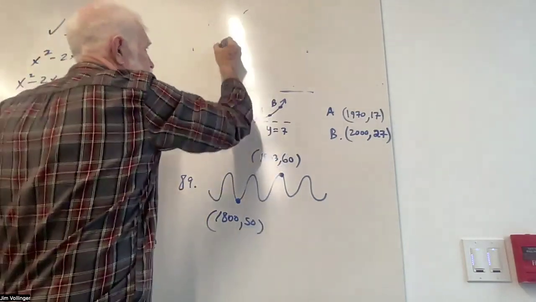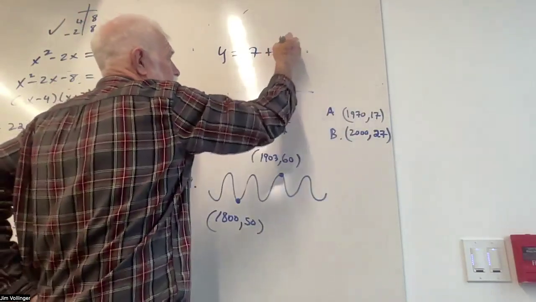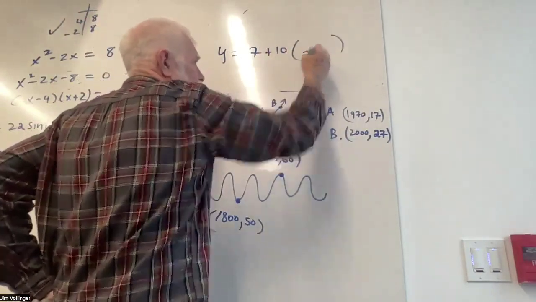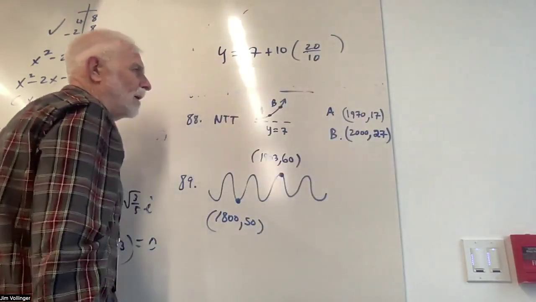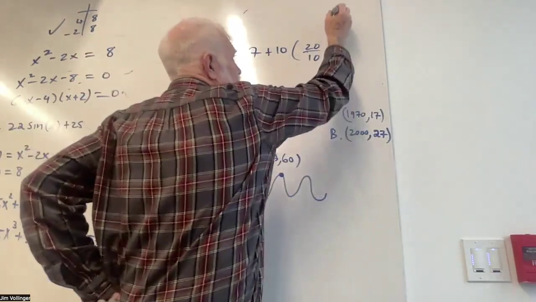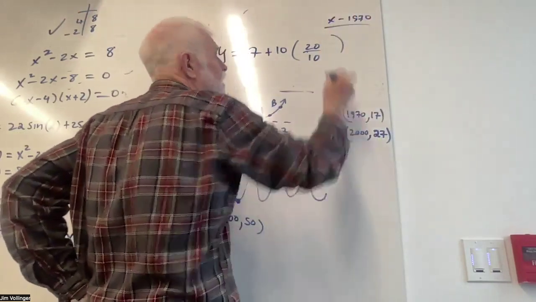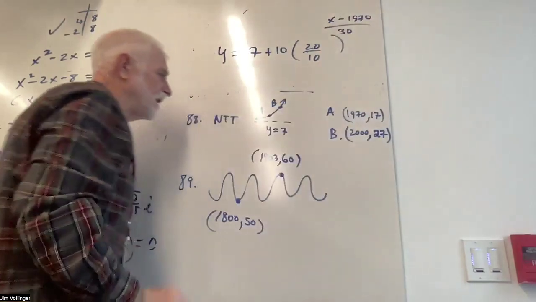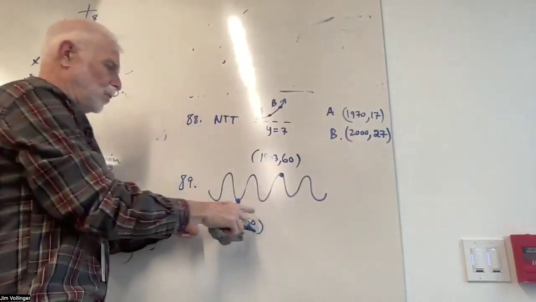Y equals 7. How do I get to 17? I add 10. Next time I don't add 10, I go from 7 to 27, which is 20. So this is a base 2 problem. 1970, x minus 1970. And how many years does it take? 30. And most of you are getting those right now anyway. So that's done.